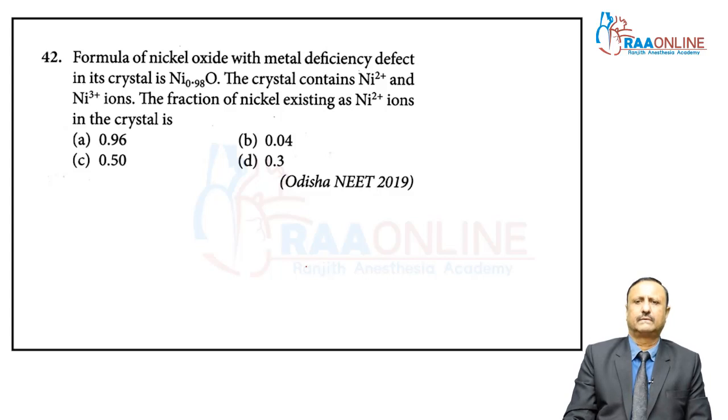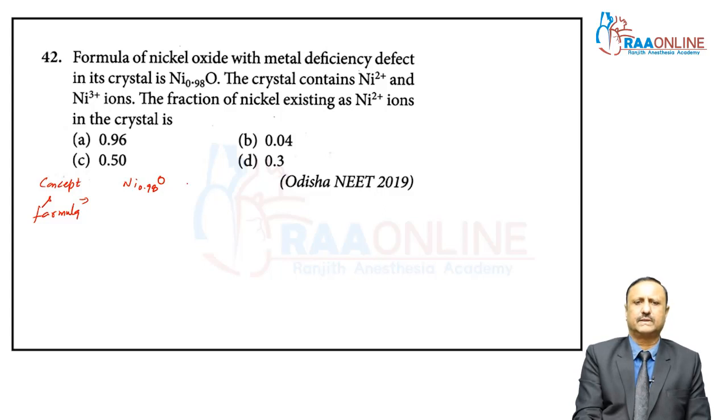The formula of nickel oxide with metal deficiency defect in its crystal is Ni0.98O. The crystal contains Ni plus 2 and Ni plus 3 ions. The fraction of nickel existing as Ni plus 2 ions in the crystal is. Here, my dear students, I will give you the concept and formulas for this question. Here you can see Ni0.98O. What does it mean? What is the ratio?